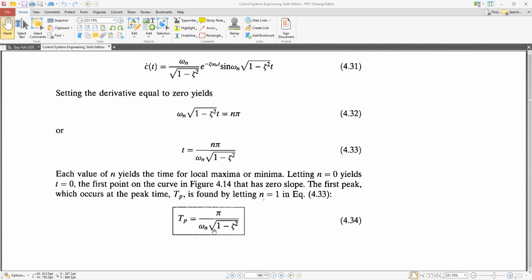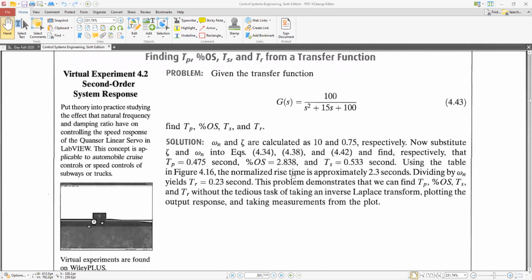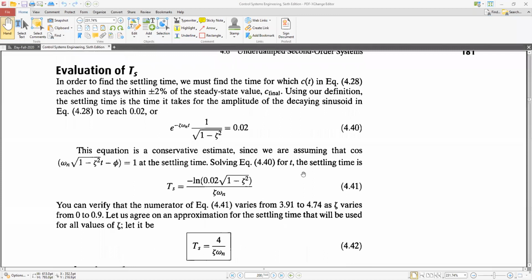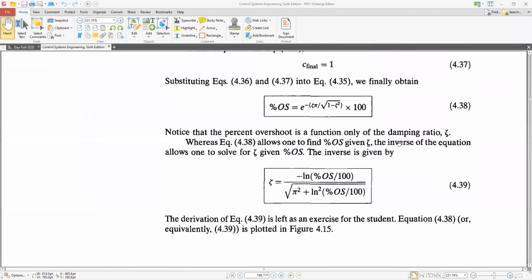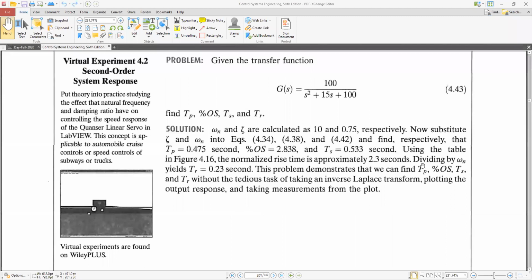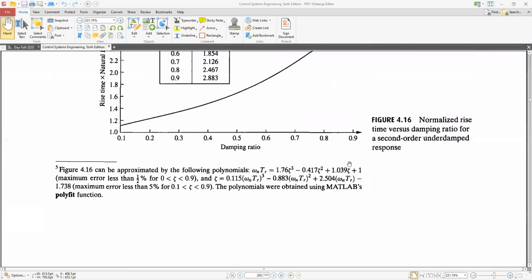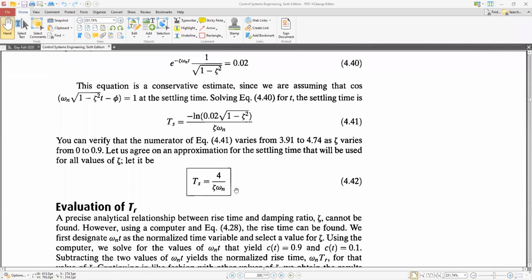Now replace the values in equation 4.34. So you can find out the peak time here. Peak time is found at 0.475 seconds. Similarly, for the percentage of overshoot, use equation 4.38. Just put those values here, then you'll get the result. Then equation 4.42 for settling time, 4 by zeta omega n. So you know the value of zeta and omega n, then you can find out the settling time.